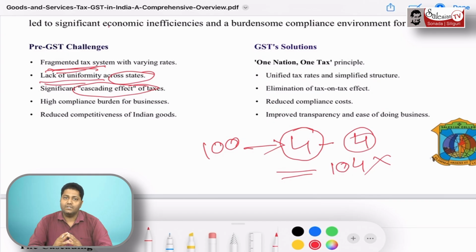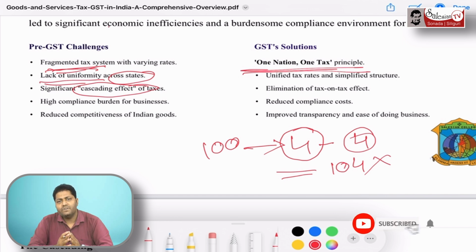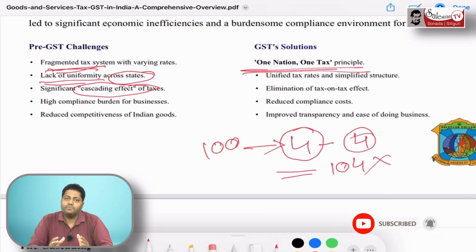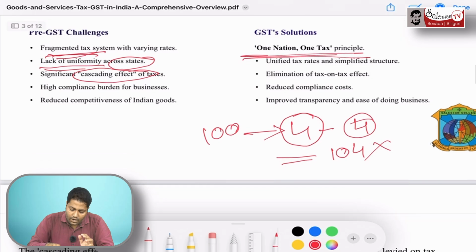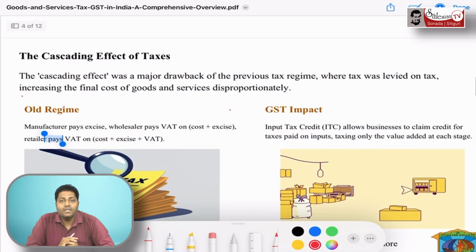The solution was GST. When GST came, the motive was the one nation, one tax principle. With one nation, one tax principle, many previous taxes were merged and only one GST is applicable. Now you will say, sir, in GST also there are many tax slabs. I agree with that. But if tax slabs are there, it's not a big issue. Let's see how. Before that, I will take you to the cascading effect.